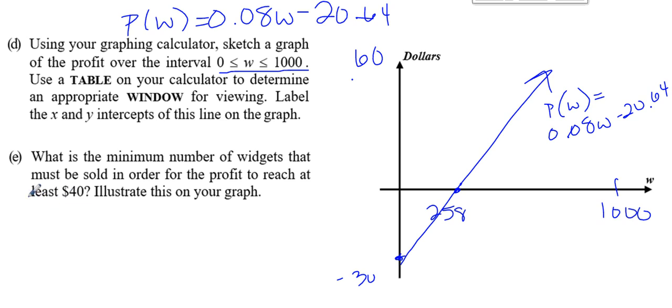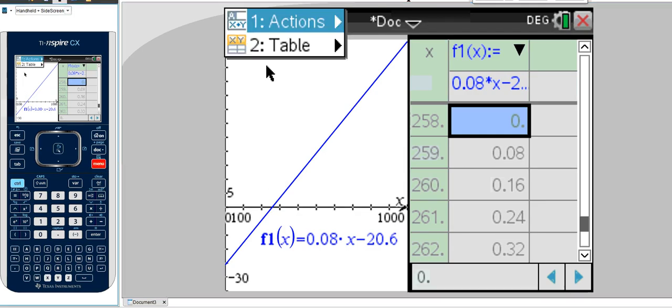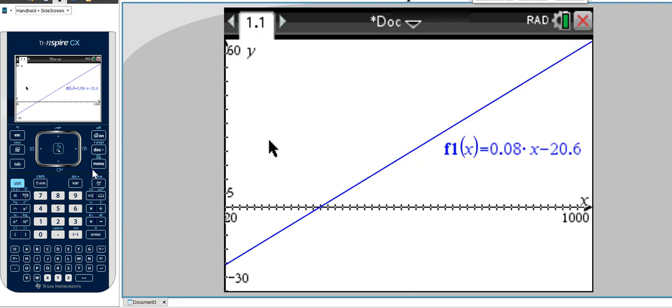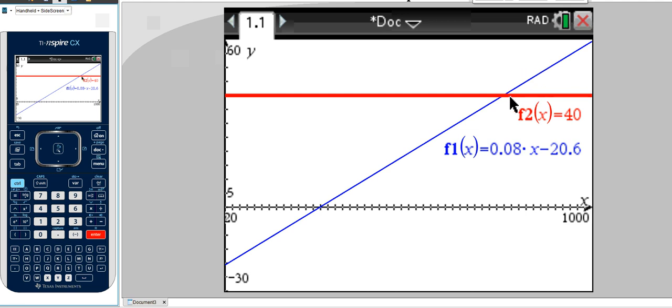And E says, what is the minimum number of widgets that must be sold in order for the profit to reach at least $40? So that means the profit, the P of W, is going to equal 40. So I'm going to go back to my calculator. I'm going to get rid of that table right there. And then I am going to add one more equation, f of x equals 40. And so then you can see where the intersection is.